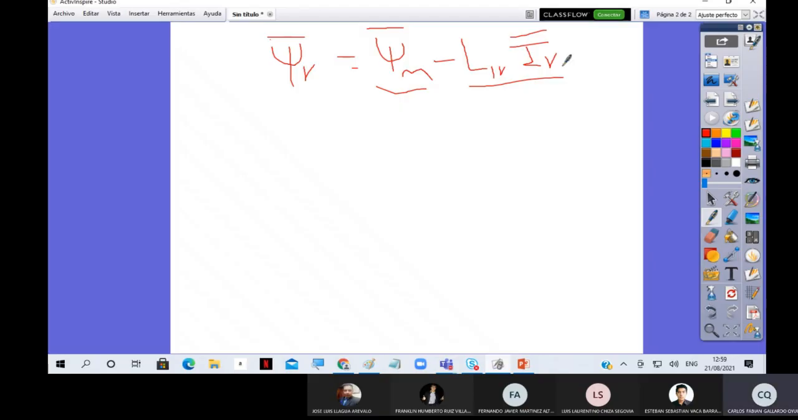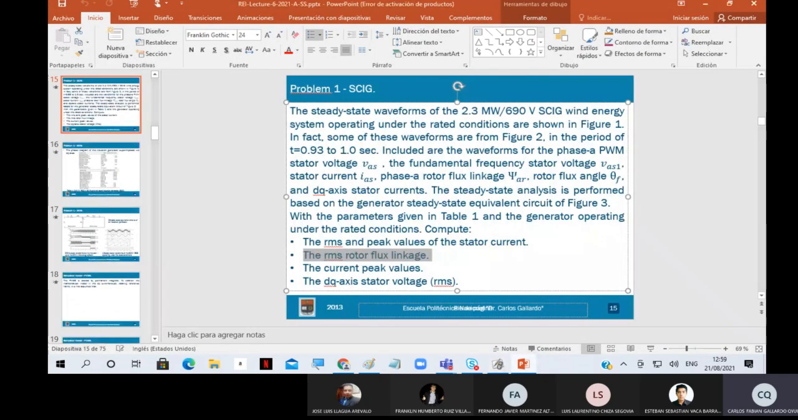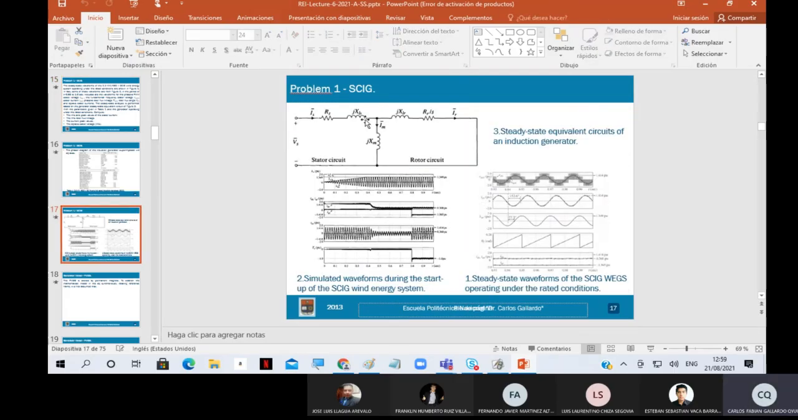Okay, so first of all, let's compute the rotor current. Do you remember, I will have here the equivalent circuit. This is the equivalent circuit. I need to compute the rotor current, so once again, I will apply Kirchhoff voltage law and Kirchhoff current law.